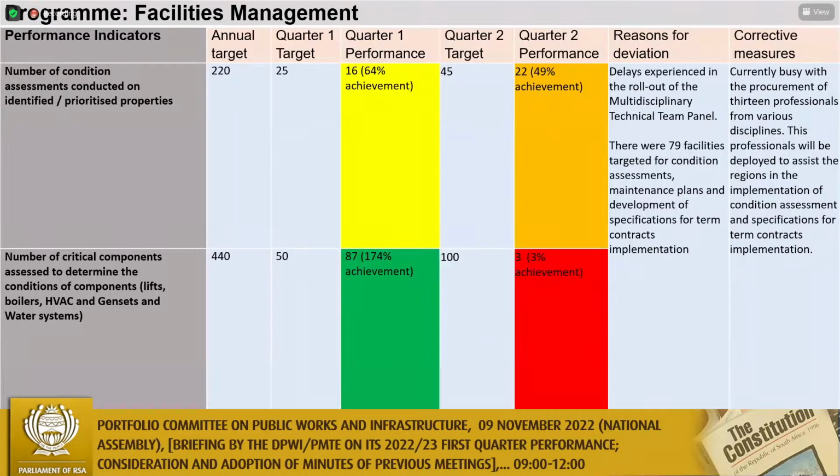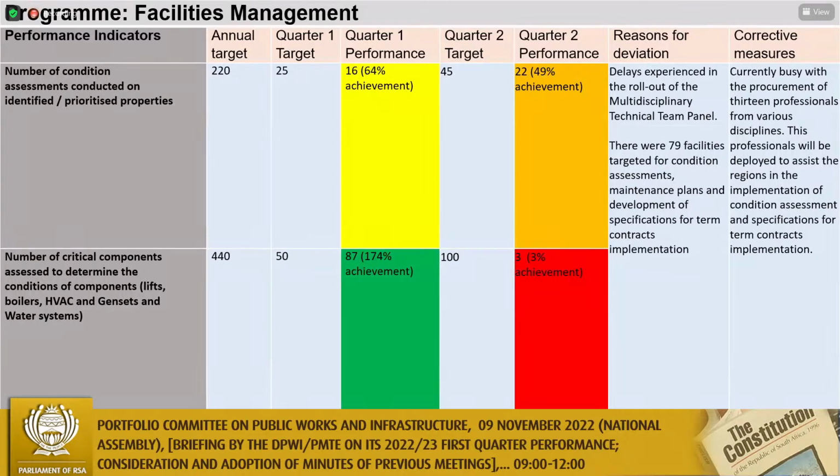So when we do condition assessment, we are targeting 220 annual, 25 in Q1, but we only did 16, which translates to 16%. I think the challenge that we are facing, which we also presented in the annual report, was the issue of the technical expertise that is required when it comes to condition assessment. That is not just an issue of looking at the building, the facilities, but the structural technical expertise that is also required to deal with that. So we are on a process to embark on sourcing those technical expertise to assist in that.